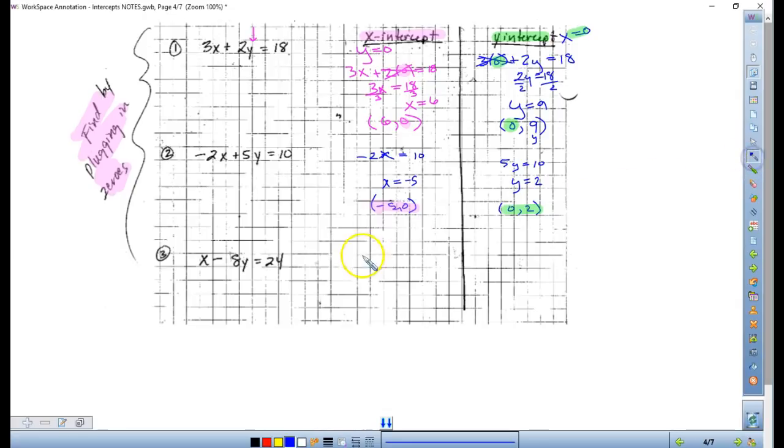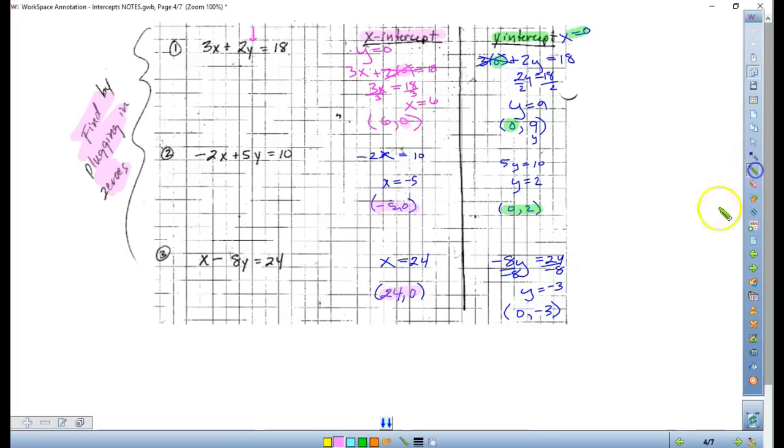This one, when y is 0, negative 8 times 0 is nothing, so I get x equals 24, and I'm already done. So 24, 0, be that guy. And then for the y, when x is 0, I'd have negative 8y equals 24. So I have to be careful with my signs. So y equals negative 3. So 0, negative 3 would be my y-intercept.